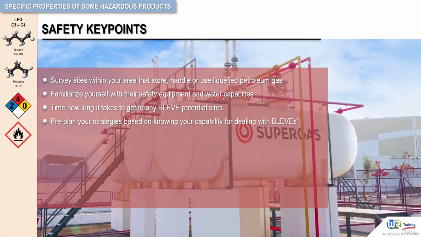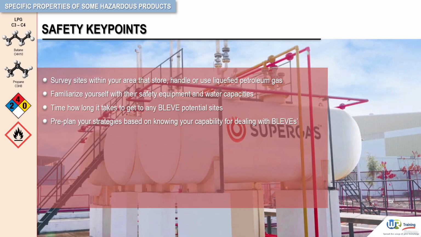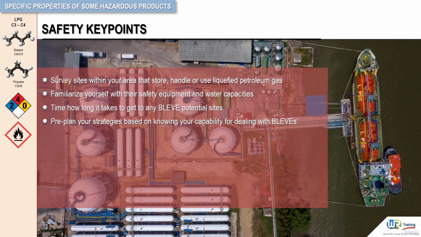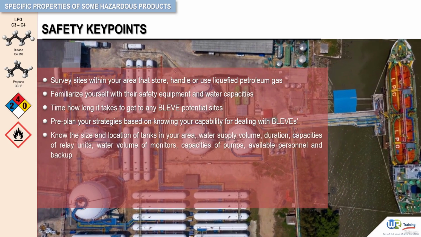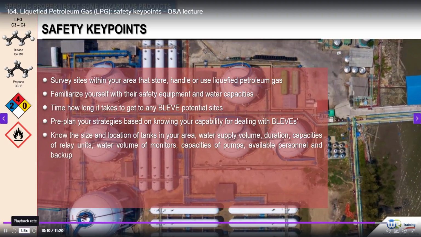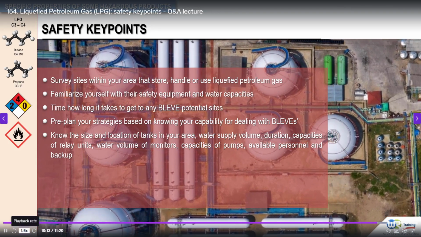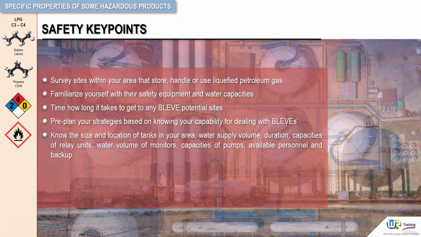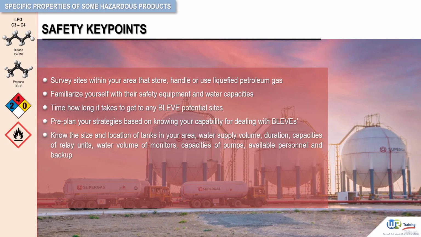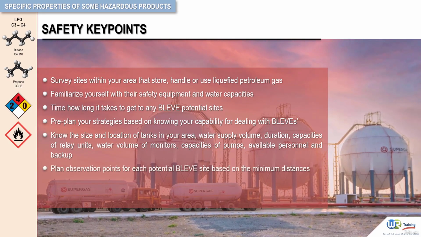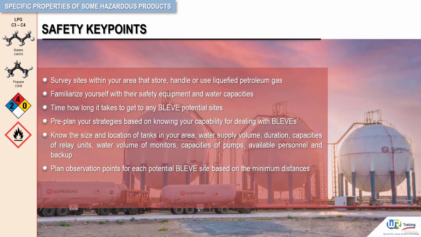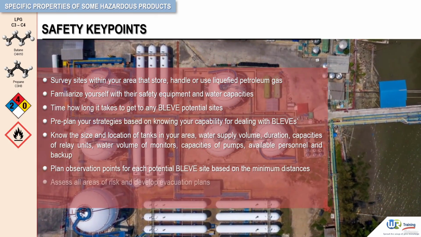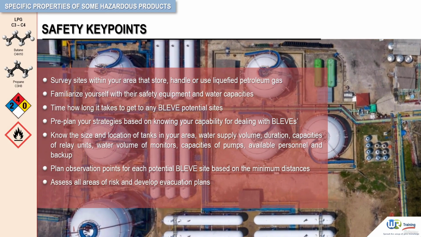Pre-plan your strategies based on knowing your capability for dealing with a potential BLEVE. Know the size and location of tanks in your area, water supply volume, duration, capacities of relay units, capacities of pumps, available personnel, and backup. Plan observation points for each potential BLEVE site based on the minimum distances we have discussed previously. Assess all areas of risk and develop evacuation plans.